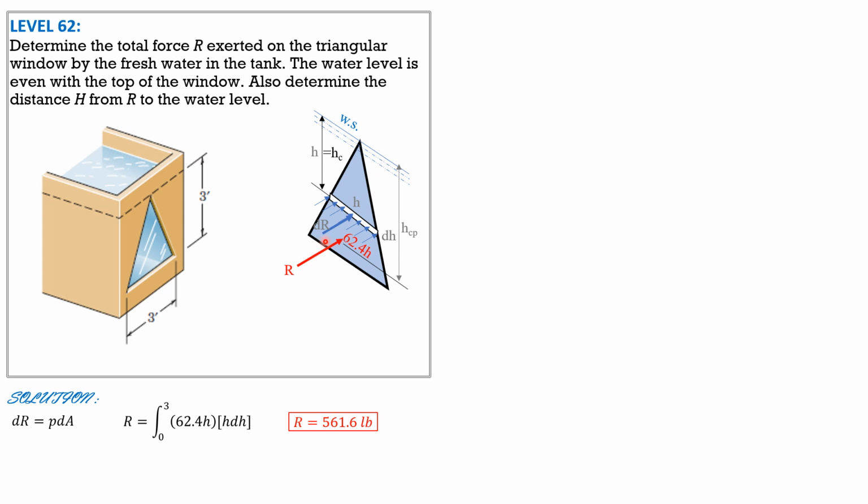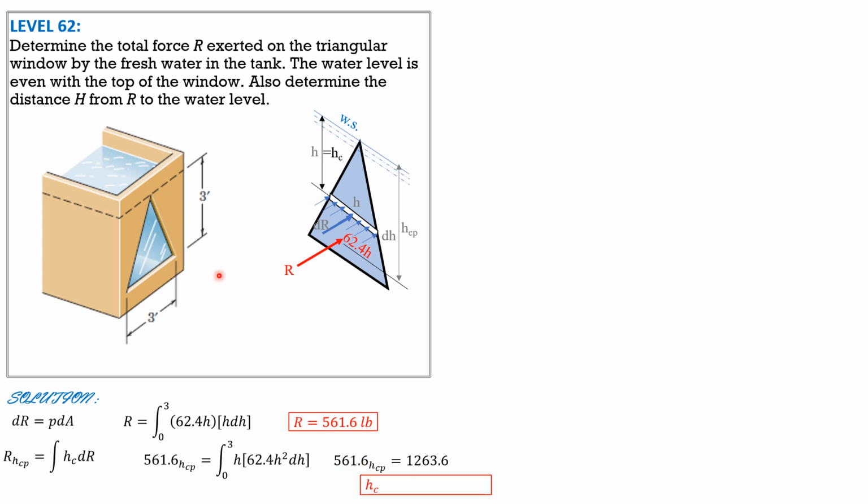Then by Varignon's theorem, R times h sub Cp equals integral of h sub C differential R, where h sub C is just h. So 561.6 h sub Cp equals integral of h times differential R, which is 62.4 h squared dh. So using the calculator again, 561.6 h sub Cp equals 1263.6. So 1263.6 divided by 561.6. So h sub Cp is 2.25 feet, and this is also the distance big H.